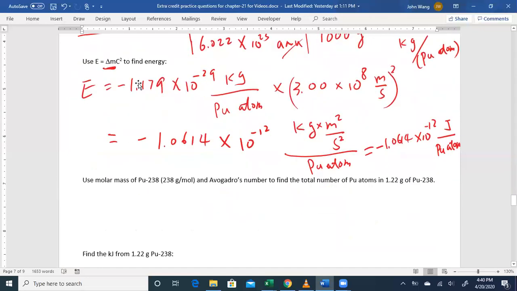All right, so now we want to find out how much energy in kilojoule can be produced by this much gram of plutonium-238. To do that, probably we will first find out how many atoms of plutonium in that 1.22 grams. So you can start with molar mass and Avogadro number. So you write 1.22 gram of plutonium-238.